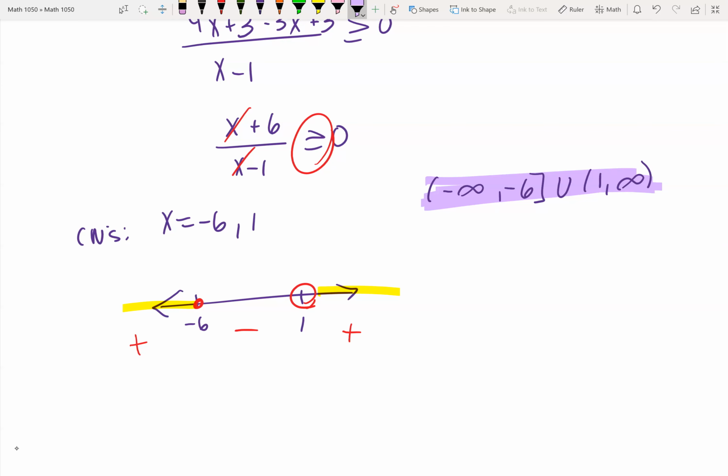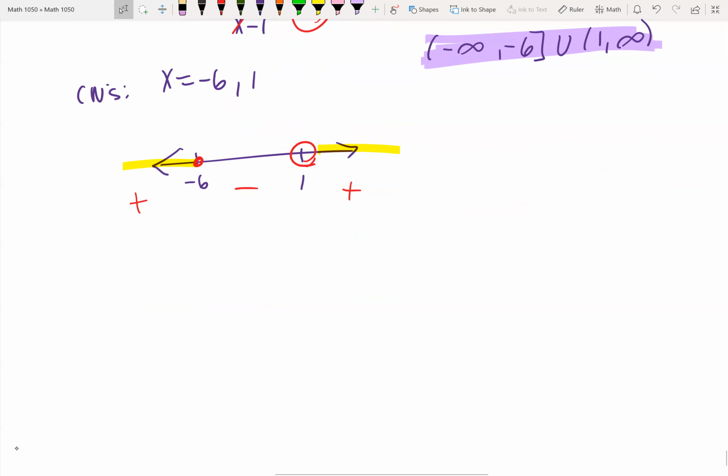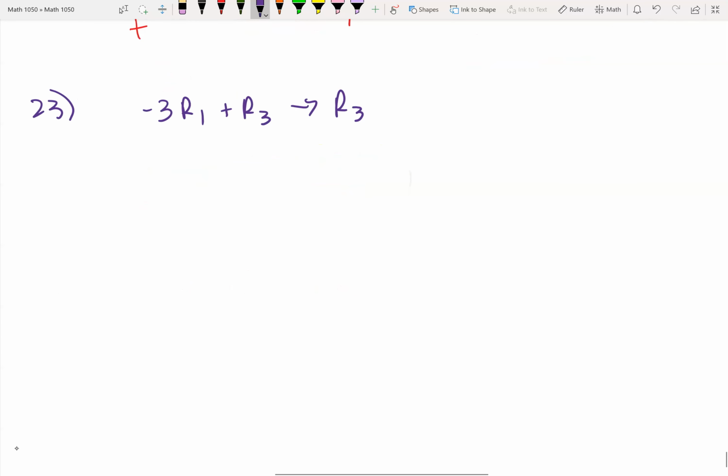Okay, I'm going to go back to 23. I'm sure once I figure out 23, it's going to be like, oh my gosh, of course that was it. Okay, so I'm going to try this one. I don't know if I tried this one yet. Negative 3. Oh, yeah, I just figured it out. Isn't that funny? So I'm going to go negative 3 times row 1 plus row 3 becomes my new row 3. So this is number 23.